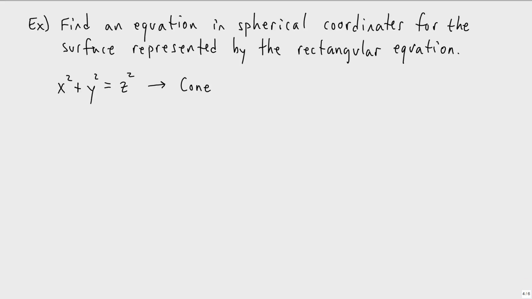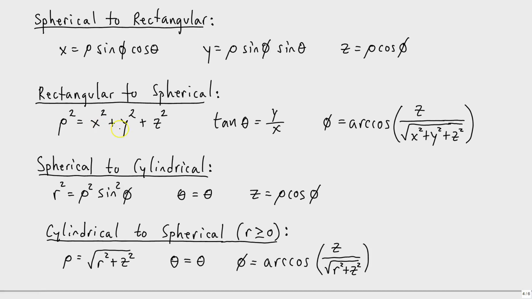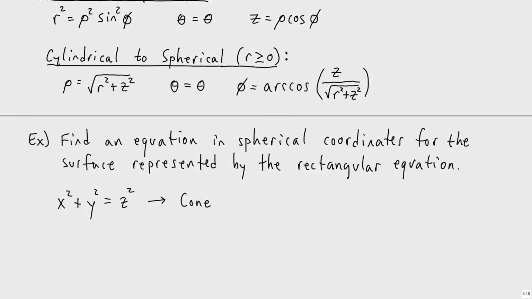So let's practice a little. Say we have an equation in rectangular coordinates, and we want to switch to spherical coordinates. Okay, so we're in rectangular and we want to go to spherical. So we're going to use these conversions here. Rho squared is this, tangent of theta is this, and phi is this. So rho squared is x squared plus y squared plus z squared.